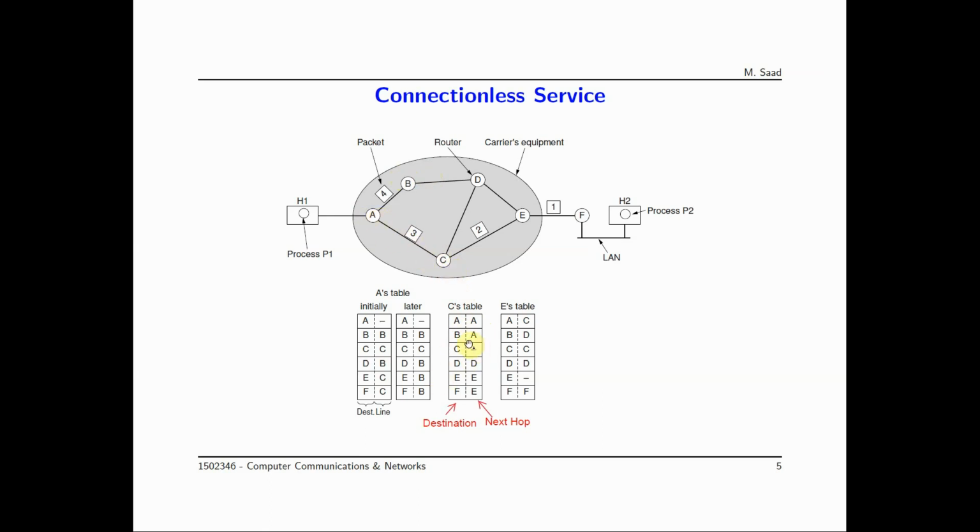Now, C is not a valid destination because C is the router itself that owns the table. And here, if the destination is D, the table suggests to send to D directly. If the destination is E, the table suggests to send to E directly.